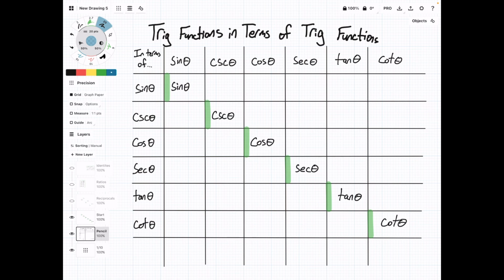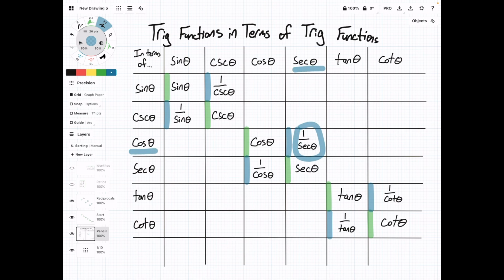We're also going to fill in all of the reciprocal identities, just because those are identities that we should know, that they're just like truths of trigonometry. So for instance, cosecant written in terms of sine, this is just the actual identity, 1 over sine. Same thing for writing, say, cosine in terms of secant is 1 over secant. And secant in terms of cosine is 1 over cosine. So all the reciprocals I've filled in here. And then we're just going to move down.